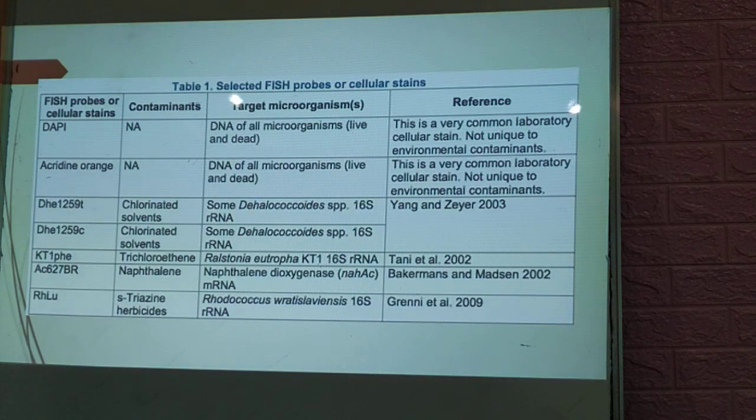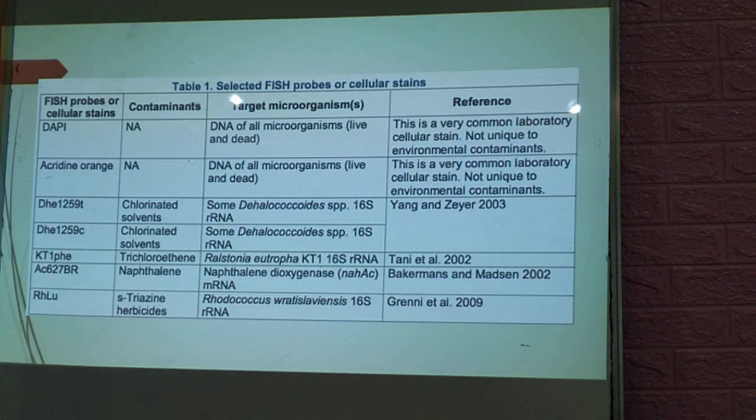DNA of all microorganisms, dead or alive, are still somehow considered as probable targets for this specific type of stain. Next one, guys, reference. This is a very common laboratory cellular stain and not unique to environmental contaminants. Next one, acridine orange. Also very famous. It is able to, once again, guys, target all DNA of microorganisms, both live and, of course, dead microorganisms. This is also a very common laboratory cellular stain, but not unique to environmental contaminants.